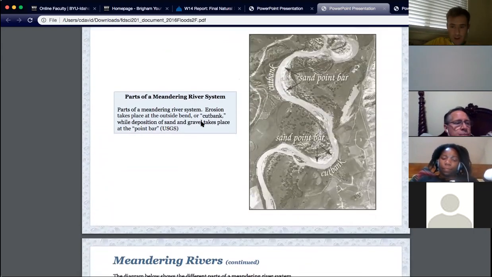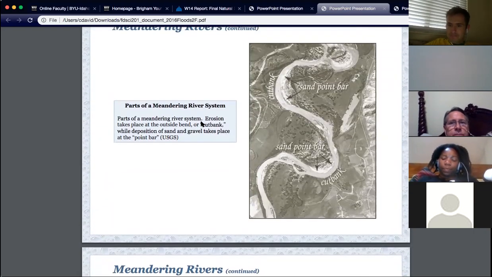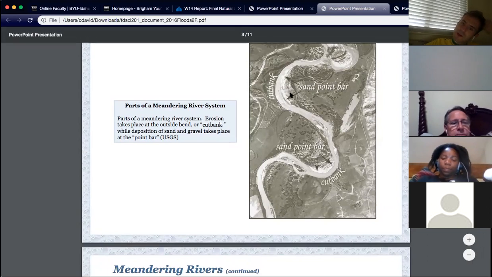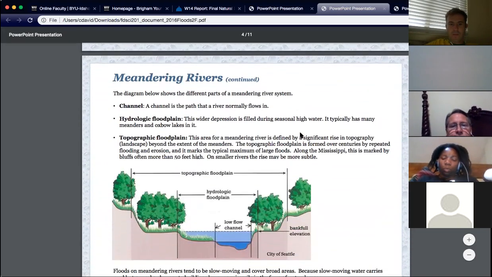Okay. Some more things. So here's your point bar right here with your sands. They also call them sand point bar, either one. Your cut bank is what they call where the erosion is occurring. So that's what they're trying to show with this figure.